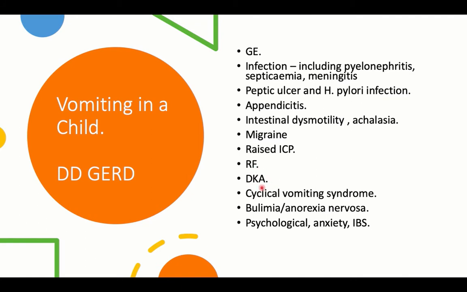Diabetic ketoacidosis can present just with vomiting and abdominal pain. You should measure random blood sugar in all these patients. Cyclic vomiting syndrome will be discussed separately. Eating disorders like bulimia and anorexia nervosa are frequently associated with vomiting in an older child. Sometimes it is psychological, when all examination and labs are normal and there is no associated cause. Sometimes taking a history about social circumstances may reveal a psychological cause for the vomiting, including anxiety and irritable bowel syndrome.